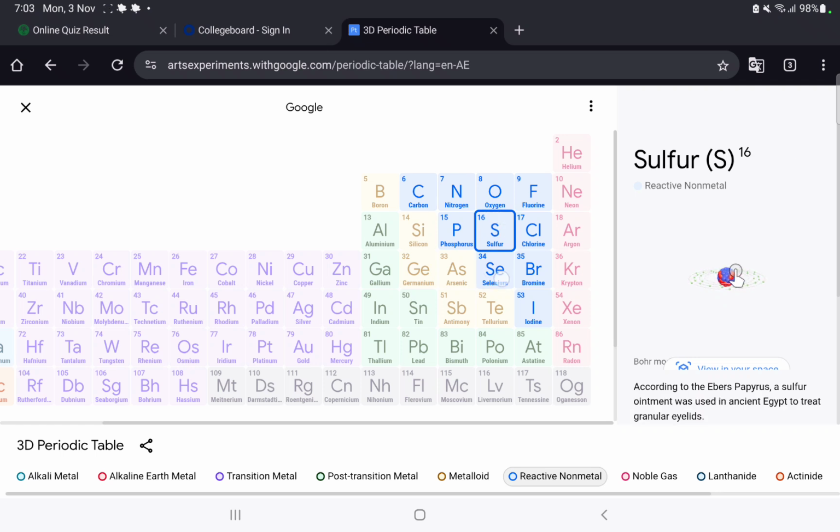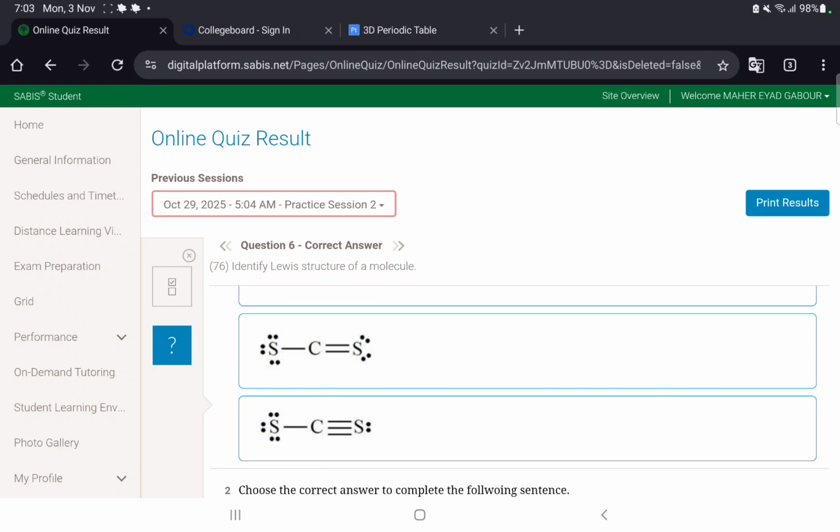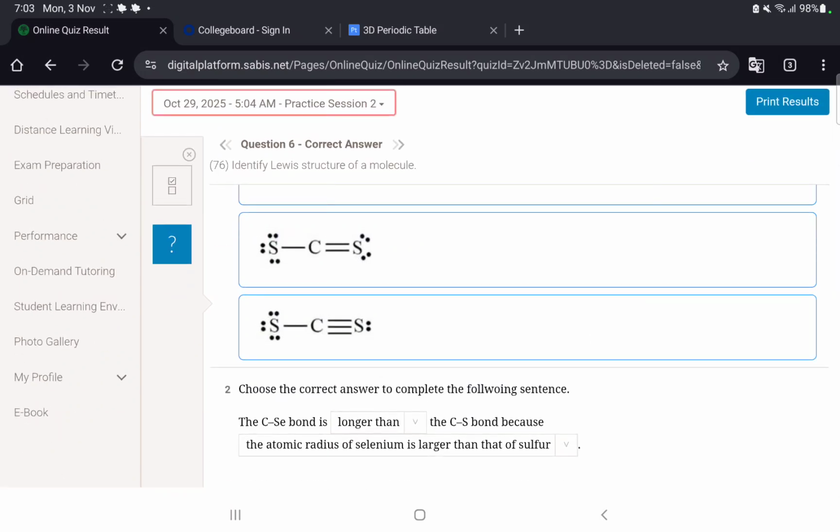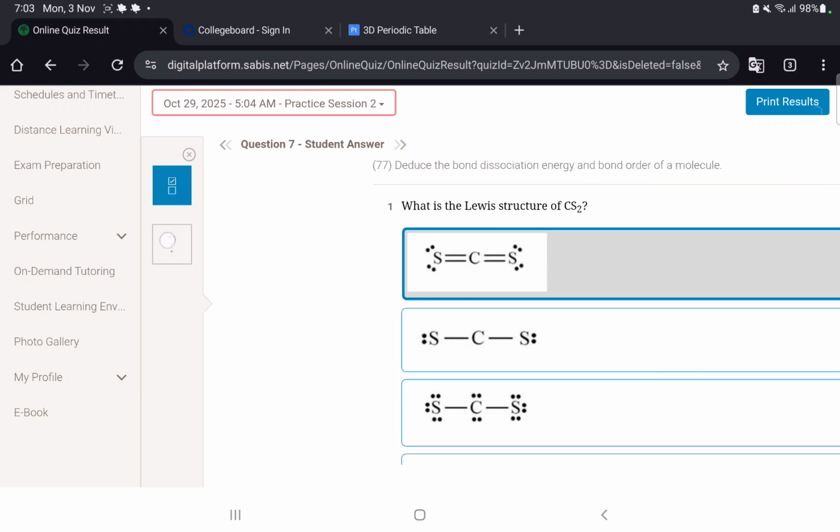If S is above Se, that means S has a smaller radius, because we know from the trends in the periodic table, as you go down a group, atomic radius increases. So if S has a smaller atomic radius, that means that the bond will be shorter because it's more tight, okay? That means the Se will be longer because it's less tight, it has a bigger radius. So that's why the CSe bond is longer than the CS bond, because the atomic radius of selenium is larger than that of sulfur.